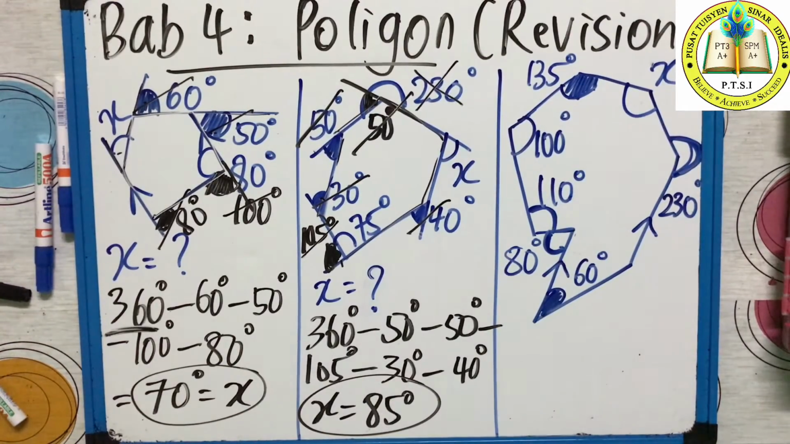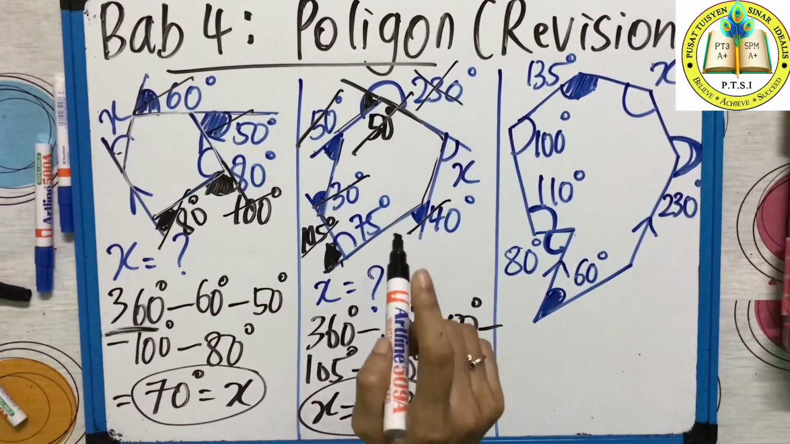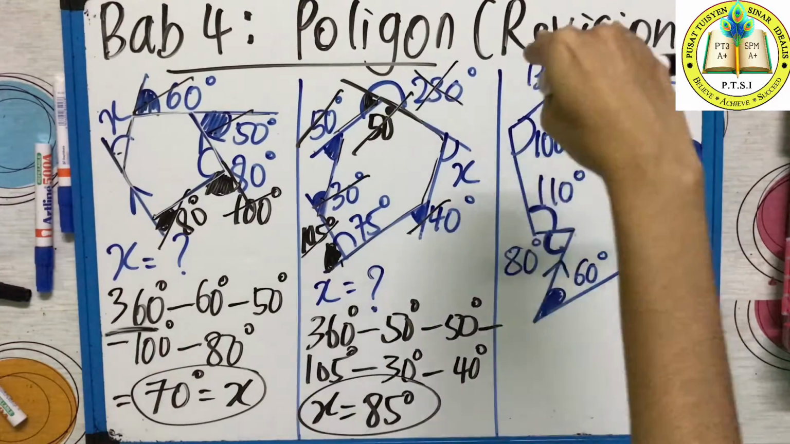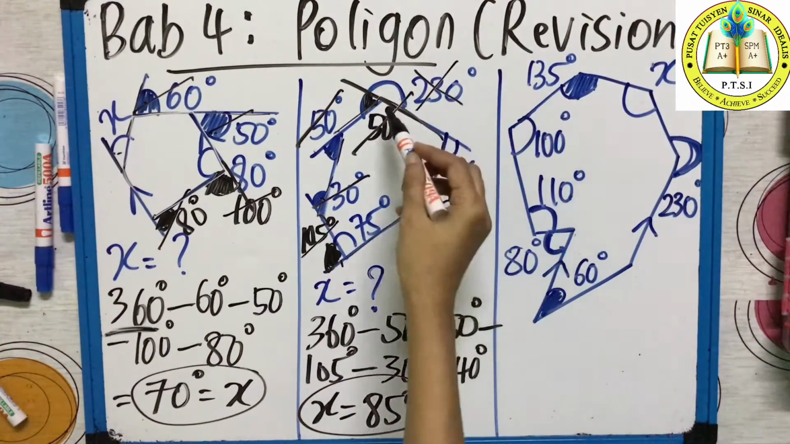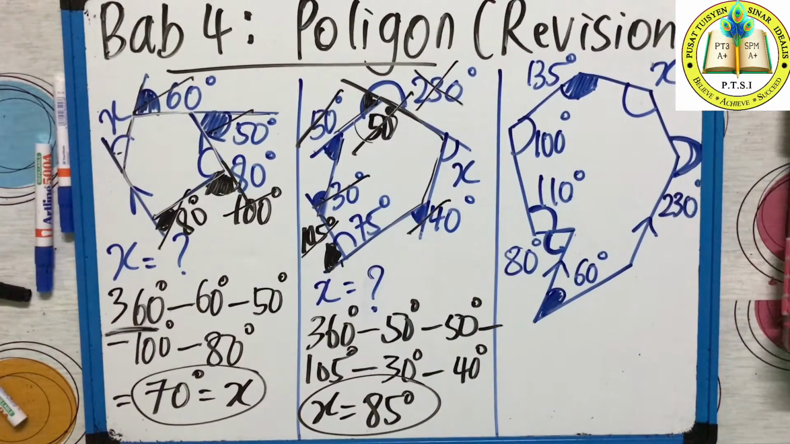85 darjah. So what is the silly mistake students make here? They use this 230. No, you have to use only the straight line. So 230 minus 180, you get 50. Sudut peluaran jumlahnya 360. So minus 1 by 1, finally you get X sama dengan 85 darjah.